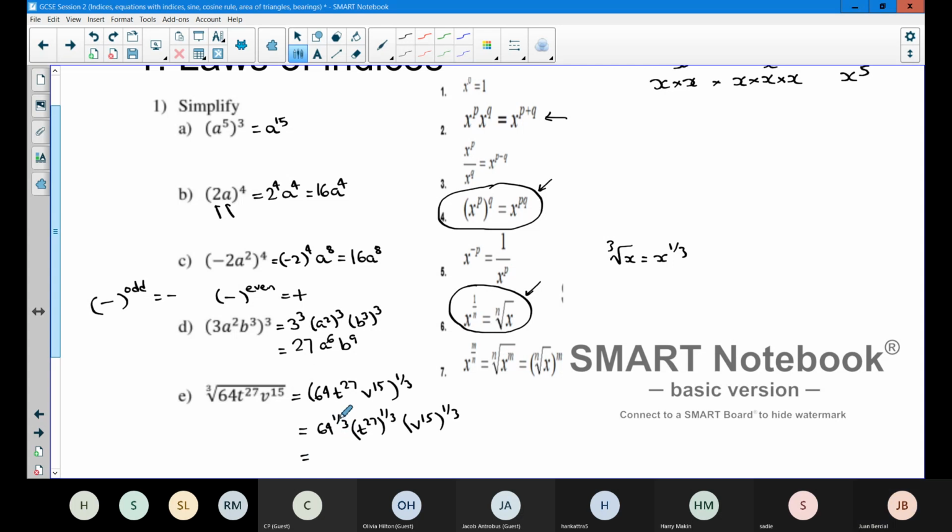So the cube root of 64 is 4, because 4 times 4 is 16, and 16 times 4 is 64. So that is 4. Then we've got 27 to the power of a third, which is 9 over 3, that is 3. And v to the 15, 15 times a third is the same as 15 divided by 3, which is v to the 5. Okay, so a little warm up to see how we are with the indices.